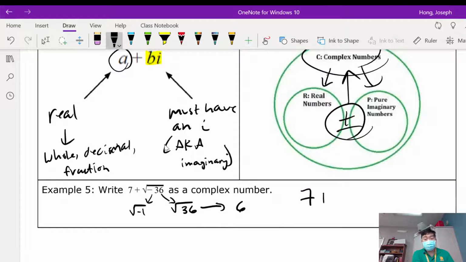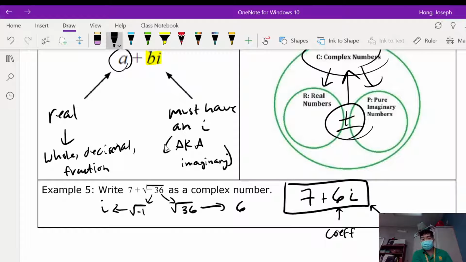So the 7 I did not touch. This turns into an i. Remember, we write the 6, the whole number, before the variable or the letter. As in, this is the coefficient, kind of, and this is the variable, kind of. The behavior is very similar. So I would write it like so.